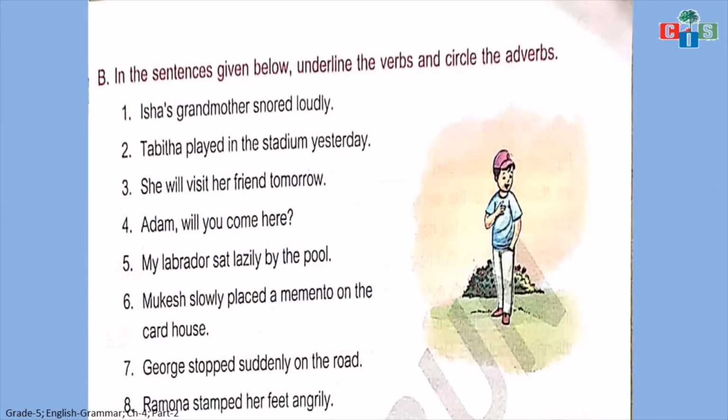Exercise B. In the sentences given below, underline the verbs and circle the adverbs. Verbs means what? Action words, or the words which help us to give complete meaning to the sentence. So we have to find out the verbs and underline them. And what we have to circle? We have to circle the adverbs.